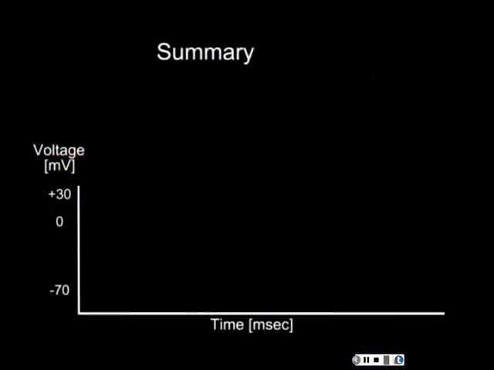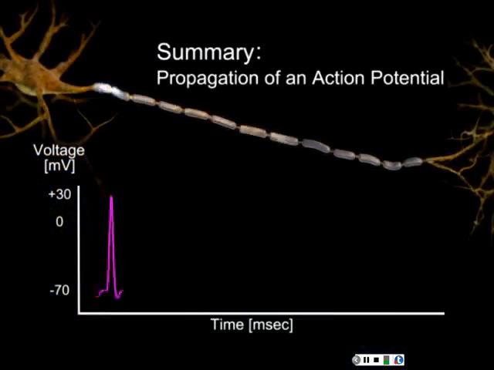Summary: propagation of an action potential. Once generated, the action potential propagates the entire length of the axon without decrement. All right, so action potential propagation. The short version is that the segment of cell membrane that has an action potential ends up depolarizing, or bringing to threshold, the next section of membrane. So we have this kind of chain reaction that goes all the way down the axon.